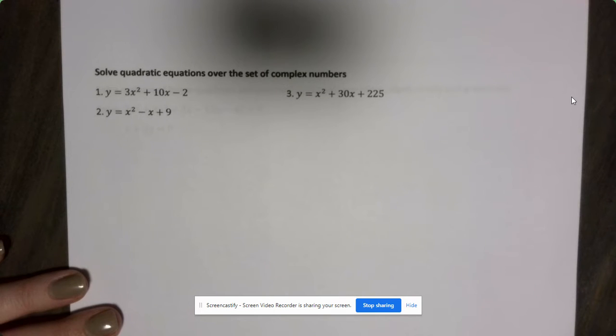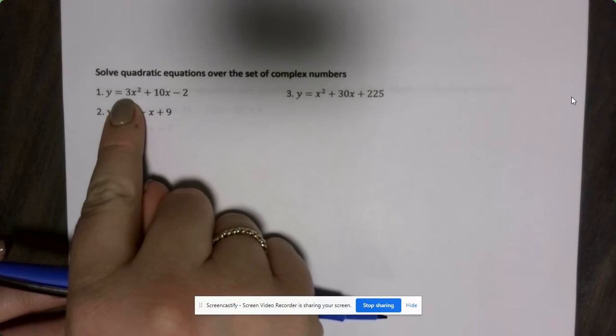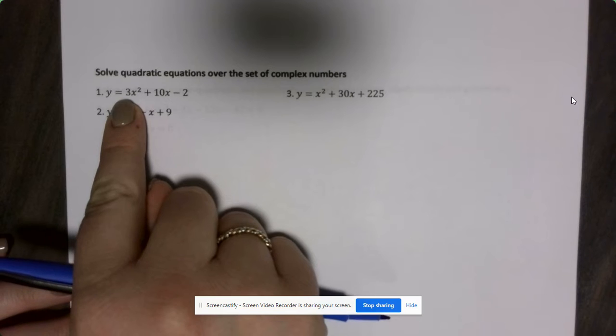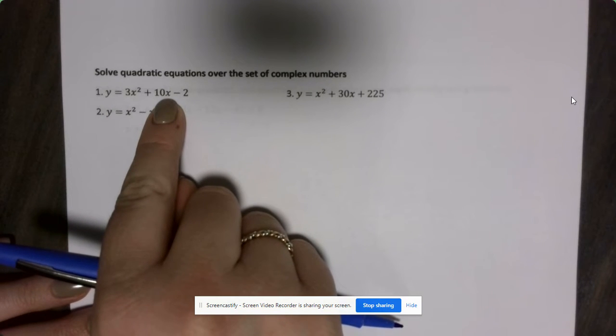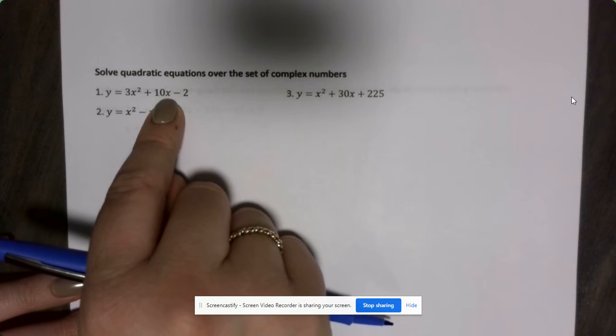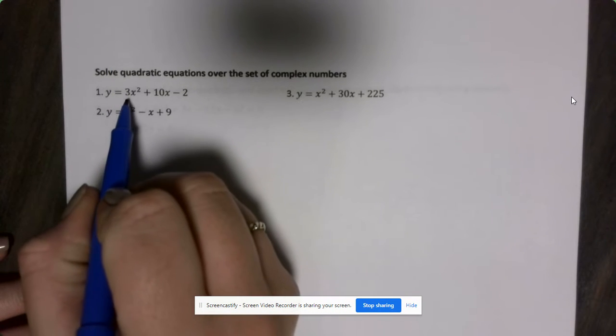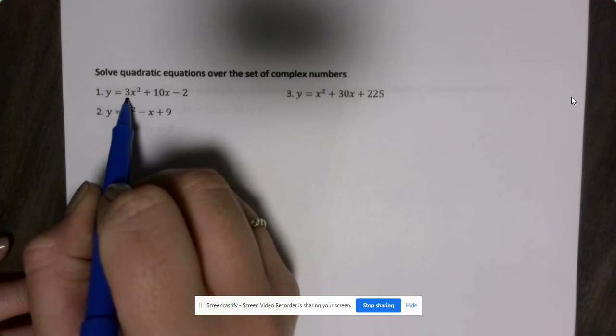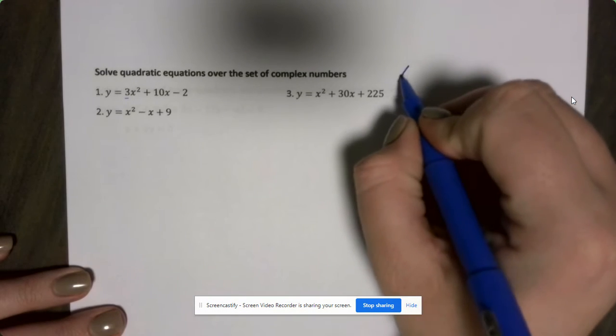We're going to solve quadratic equations, and the first thing we always want to look at is, can we factor? Turns out we can't factor this one, so we have two options: either complete the square or quadratic formula. In this case, I would use the quadratic formula because we have a coefficient out front that's not 1, it's a 3. So I'm going to use the quadratic formula.